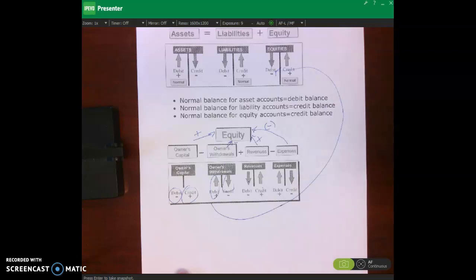And that journal entry is how I recognize transactions and how I record transactions. And that's a really big part of accounting. Okay?